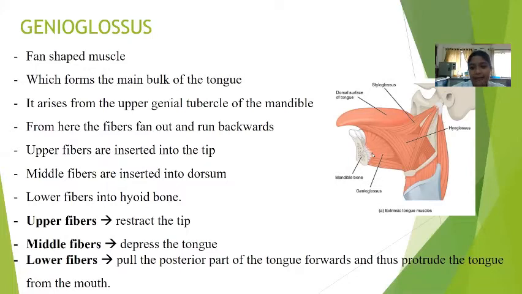So what is the action? The upper fibers retract the tip, middle fibers depress the tongue, and lower fibers pull the posterior part of the tongue forwards and thus protrude the tongue from the mouth.